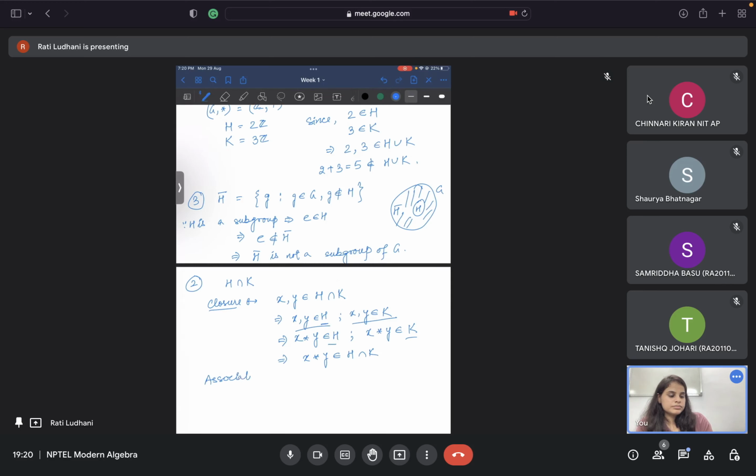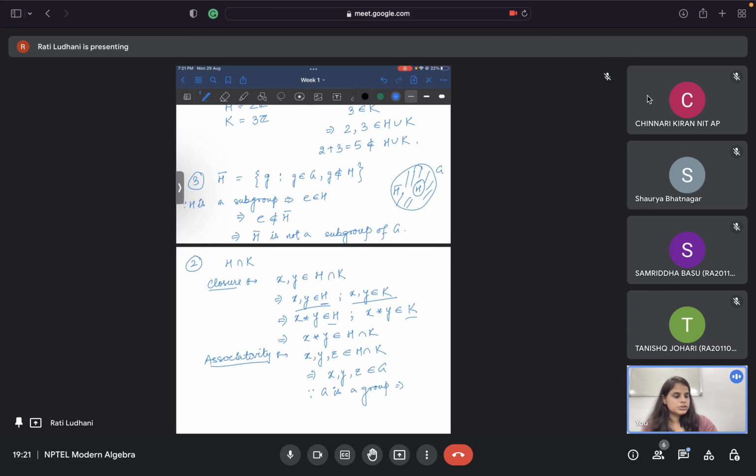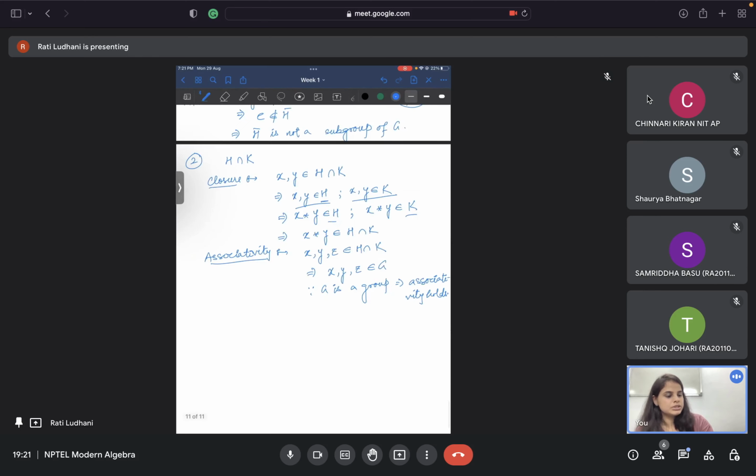Associativity. Since x, y, z all belong to H or K, associativity is inherited from them. Exactly. If x, y, z belong to H intersection K, actually you can go with G also, x, y, z belong to G also. This implies, and there it holds, G is a group. Since G is a group, associativity holds here. Exactly, inherited from G.